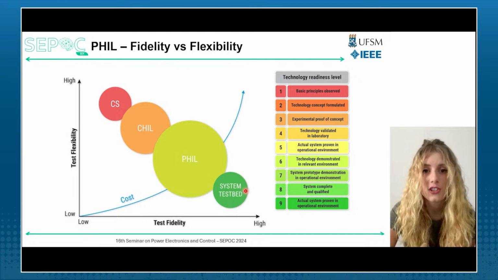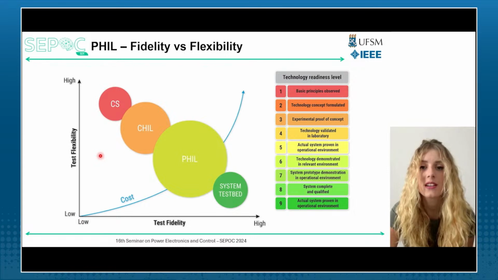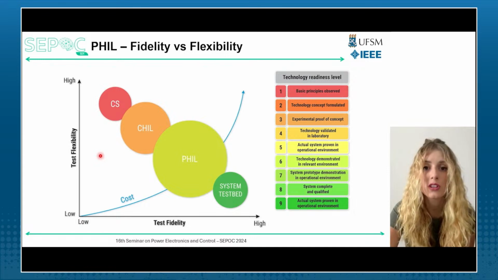Pure simulation, of course, has the widest test coverage, but test fidelity is not as good as we are relying purely on simulation. And models have their own constraints, which leads to low fidelity as a result. The controller hardware in the loop has slightly lower test coverage, but a little bit higher fidelity as you are involving a controller simulator and you have an actual real controller involved in the testing.